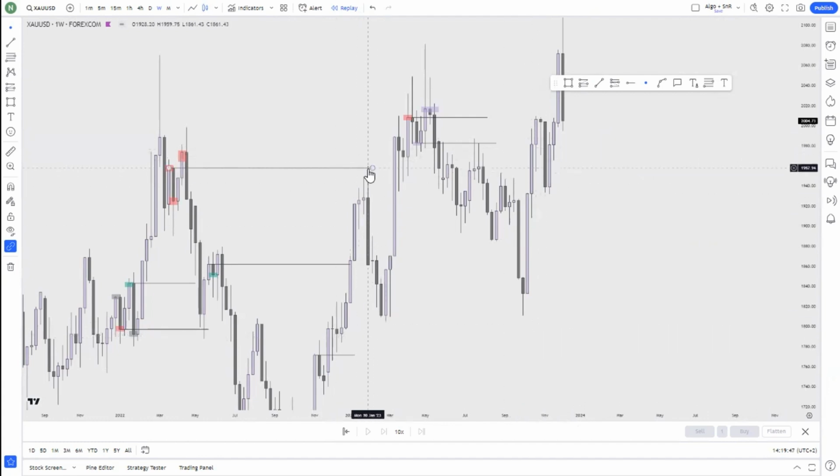Why would you look for sells right here? Why would you look for buys right here to the upside? Those are some confluences that we need for us to even take this trade.